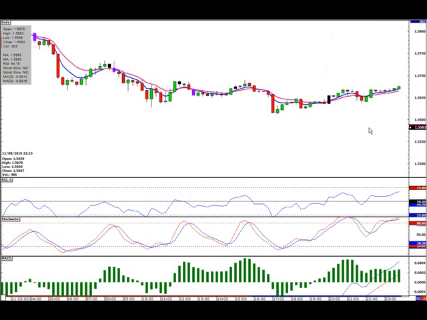So I'm going to simulate a trading day by going forward with my chart one candle at a time. And the goal here is to get you to start thinking the way that I think when it comes to trading the system. That way you know you're trading it correctly. Alright, so here we go.